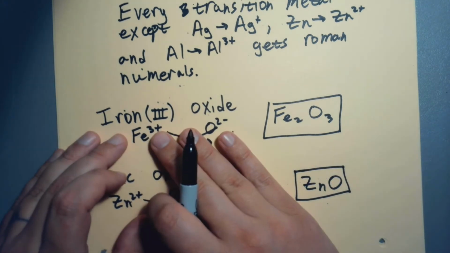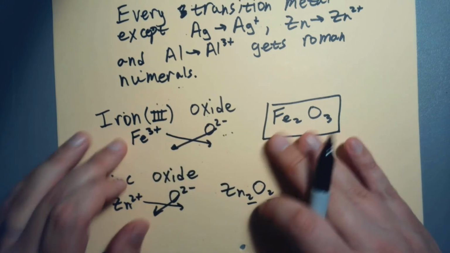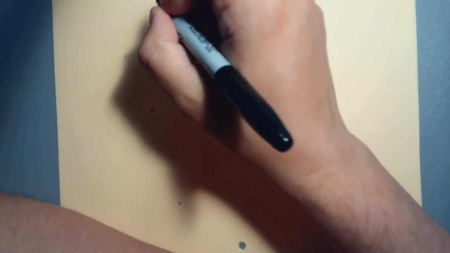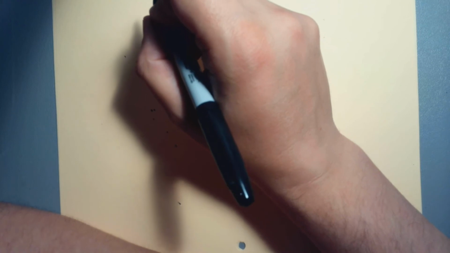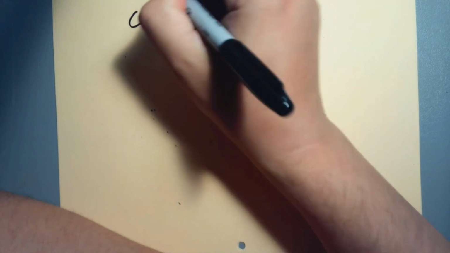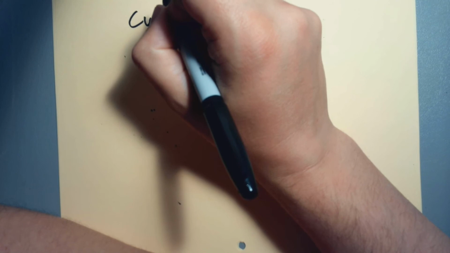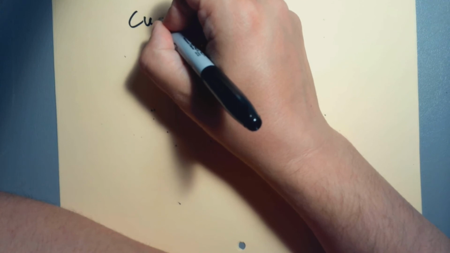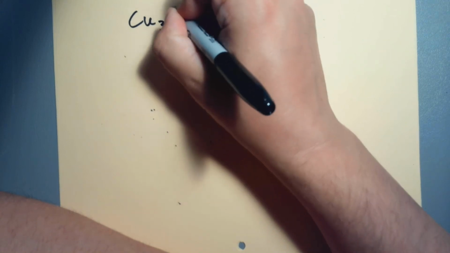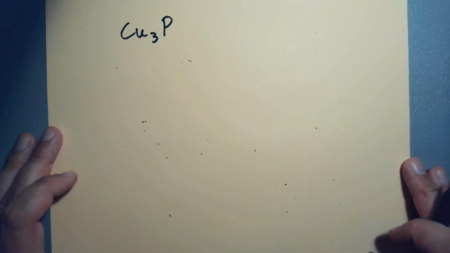So the name to formula isn't so bad. What's tricky is when we have to go the other way. Let's say we have a formula. Let's see, we'll use copper this time. We'll do Cu3P.